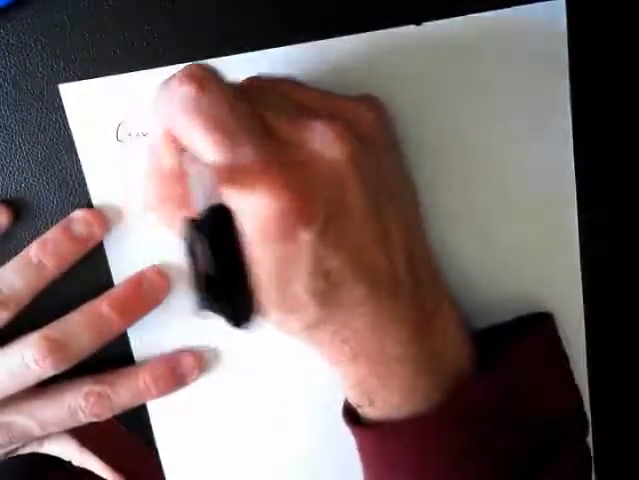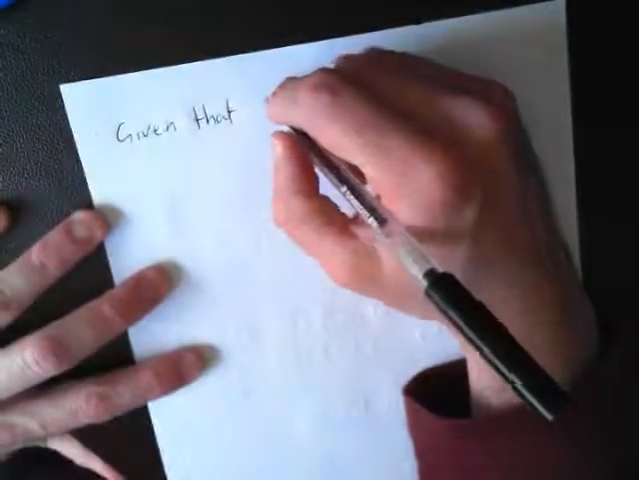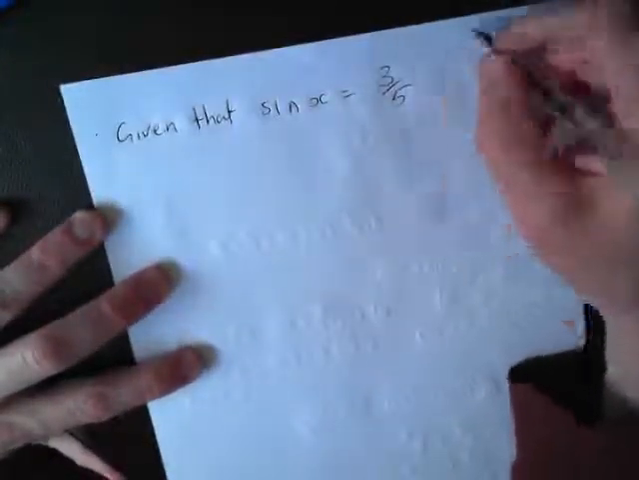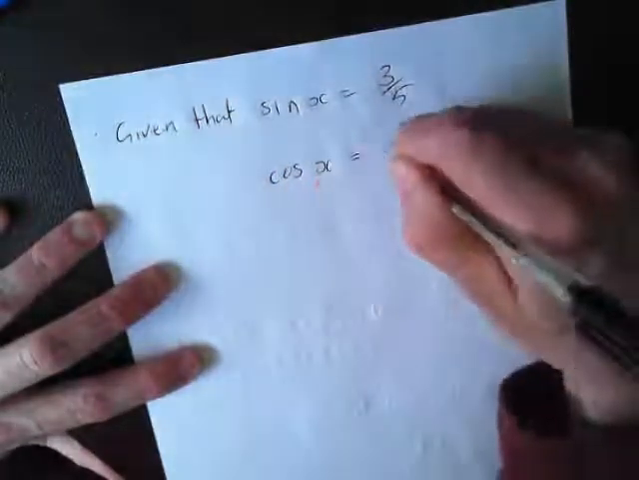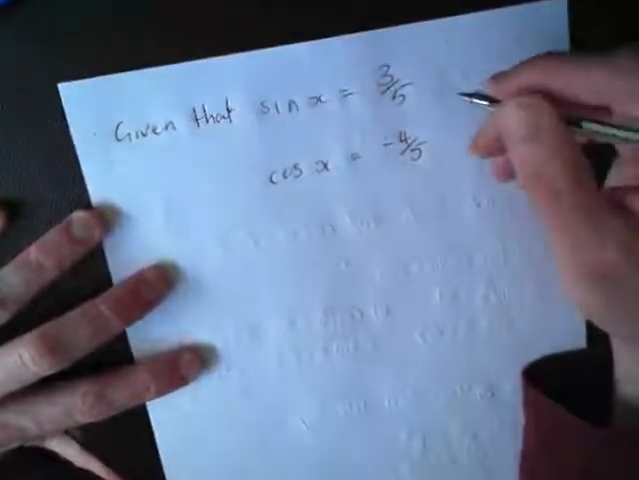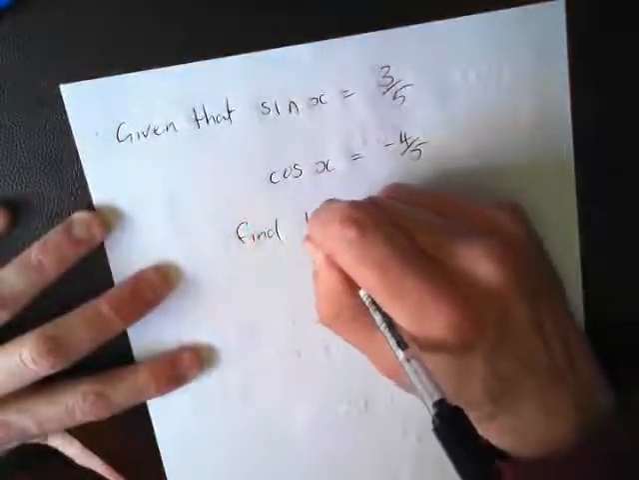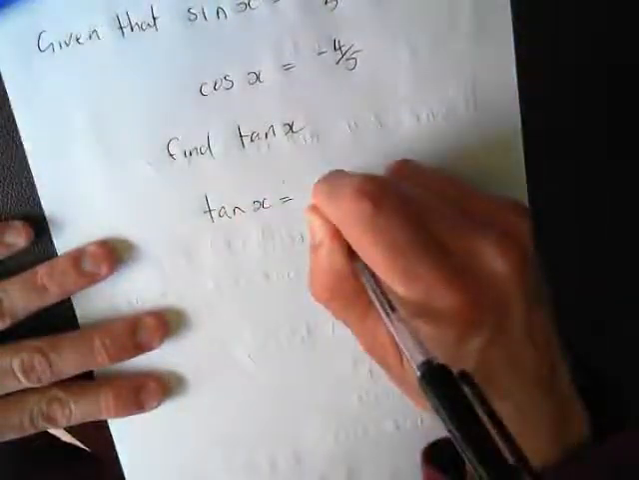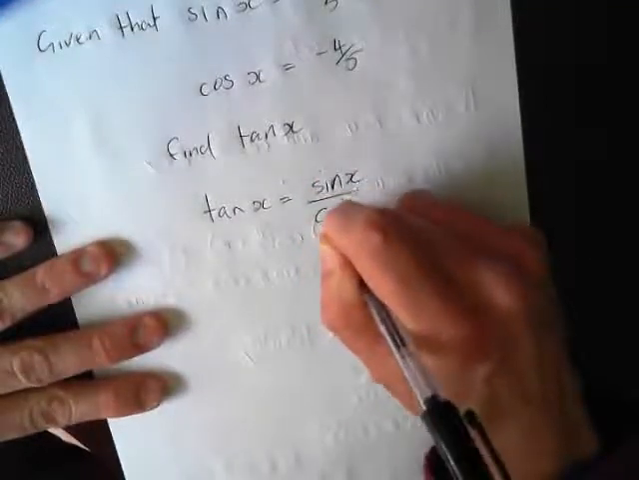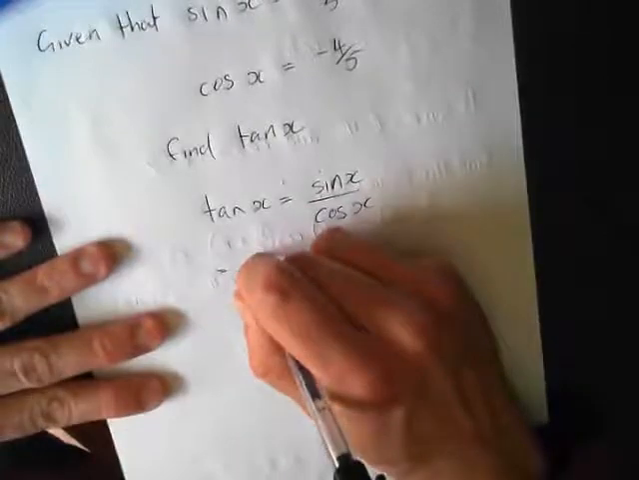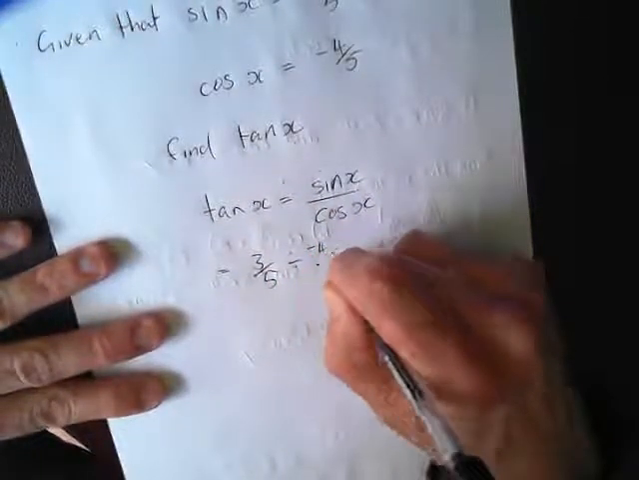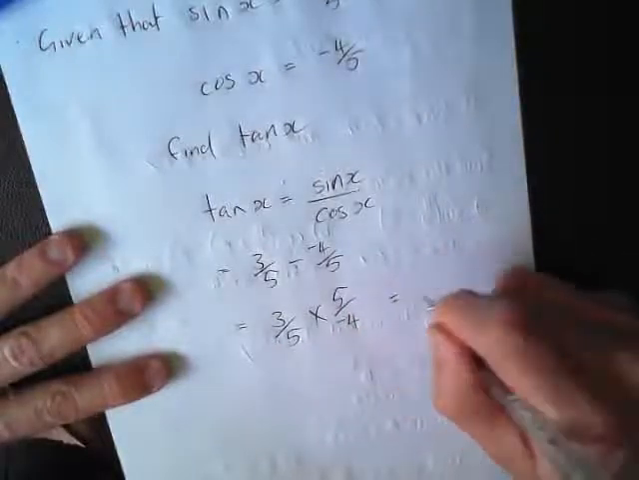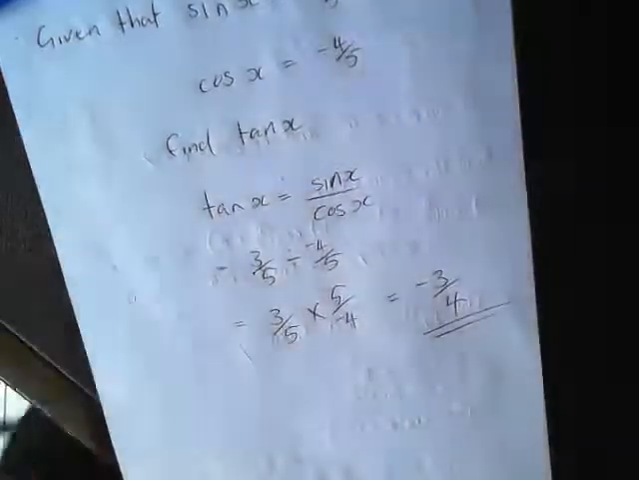So I'll flip that over and I'll do that again on here, and I'll say given that sine x equals 3/5 and cos x equals negative 4/5, find tan x. We have to remember here a ratio that tan x equals sine x over cos x, which equals 3/5 divided by negative 4/5, equals 3/5 times 5/-4, so that equals negative 3/4. That's tan x. Did that one fairly quickly.